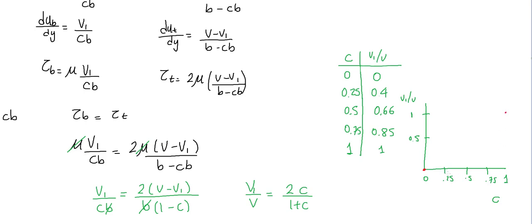Okay, and then let's do 0.25. It's going to be 0.4, so it's somewhere over here. 0.5 is going to be 0.66, which is somewhere over here. And 0.75 is somewhere over here. So not necessarily the best drawing, but it gives you an idea of what the relationship is between c and the ratio of the velocities. So join the points, and this gives you the velocity ratio.